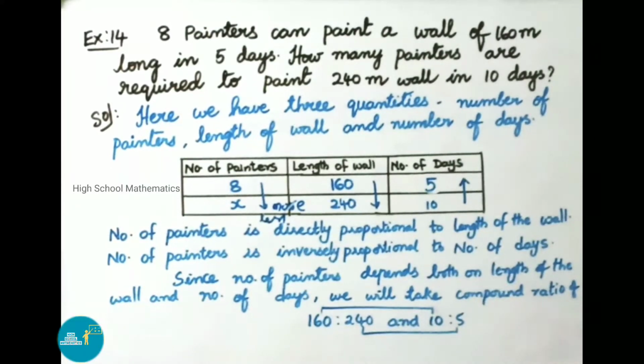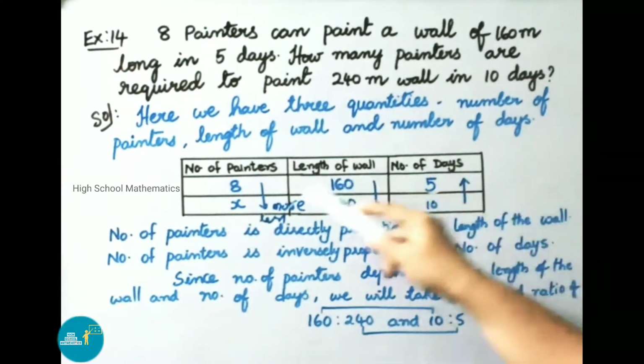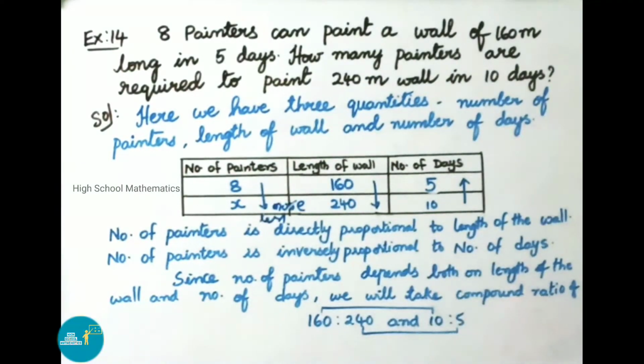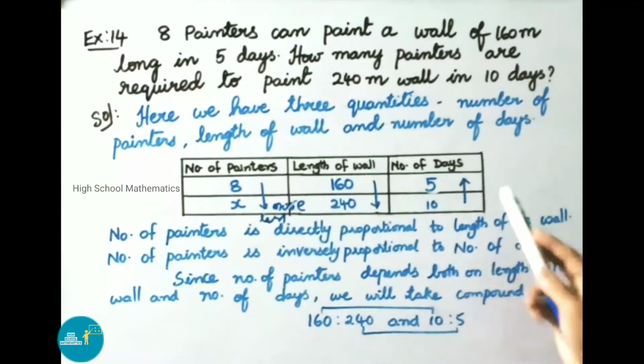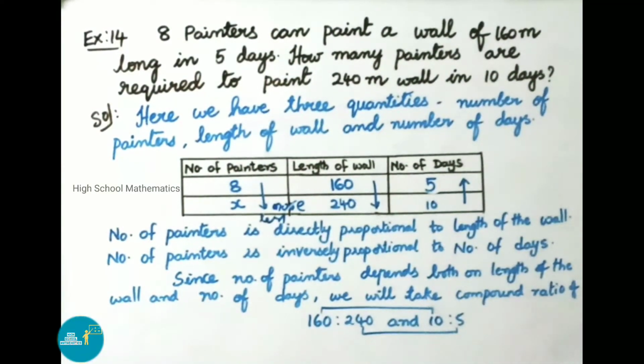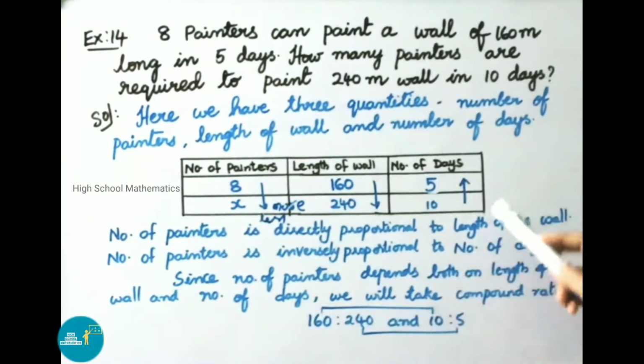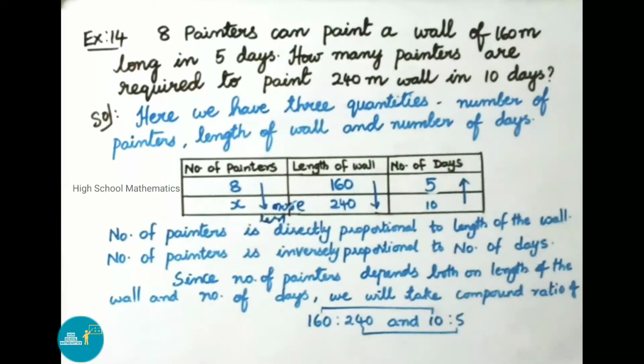See here now, for fewer days, more painters are required. For more days, fewer painters are required. Here, these both quantities are inversely proportional. Therefore, the number of painters is inversely proportional to the number of days.